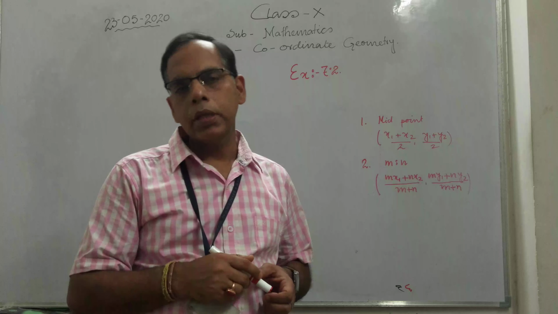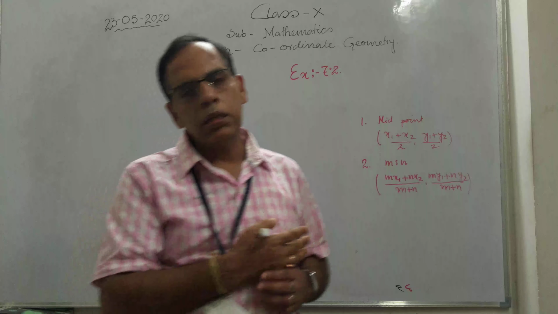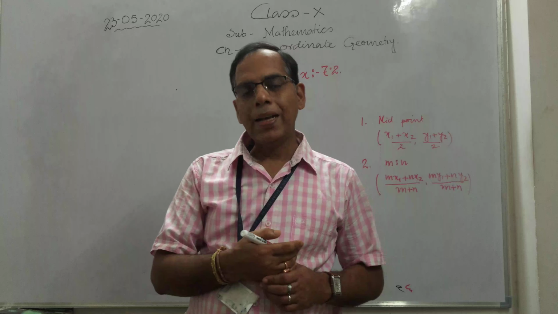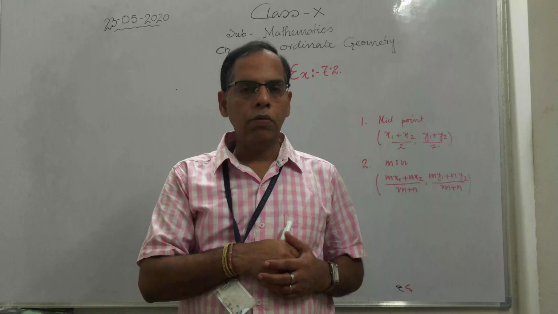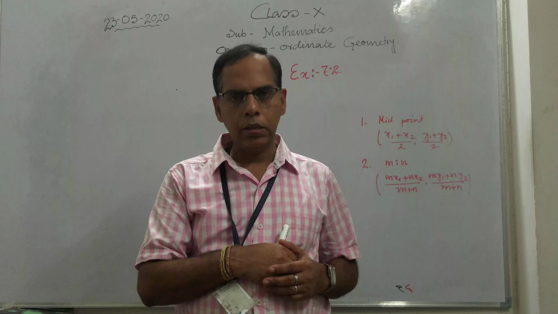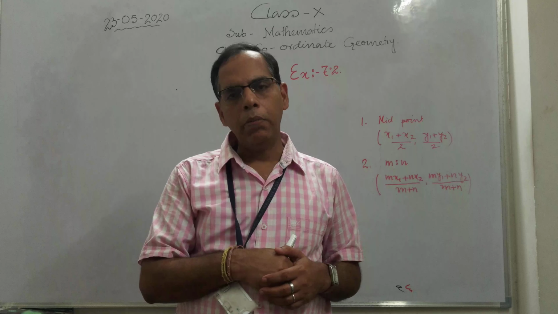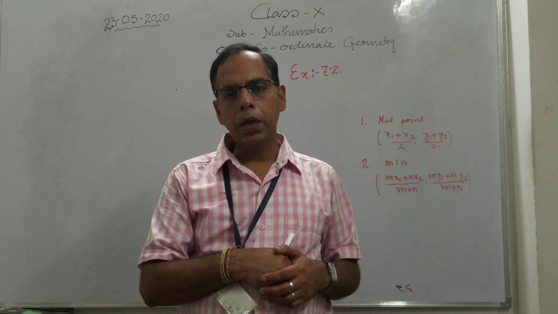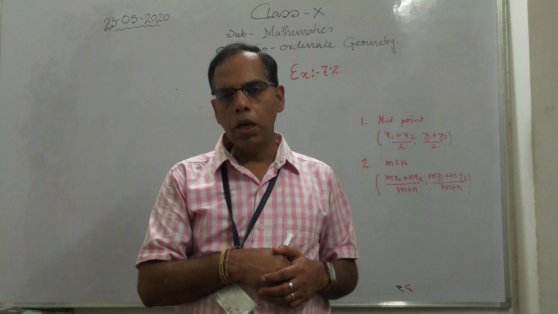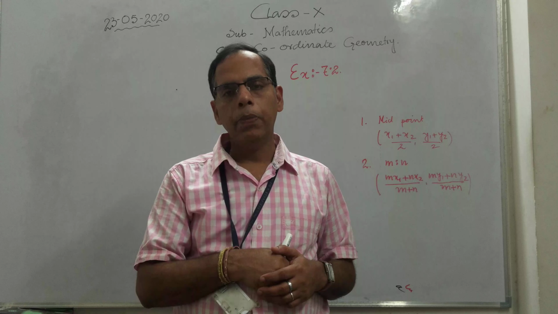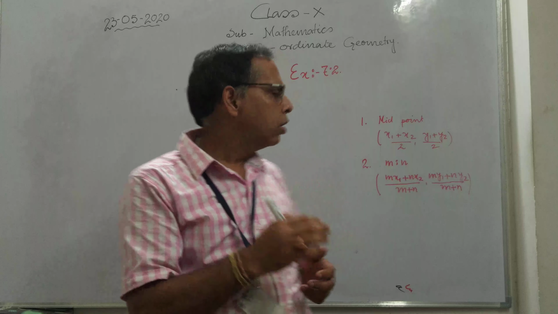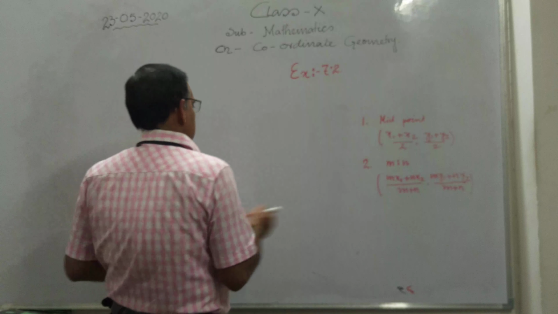And also we have seen that if a line is divided by the x-axis, then the coordinate of that point will always be x, 0. If the line is divided by the y-axis, then the x coordinate will be 0, y. So that's it graphically.